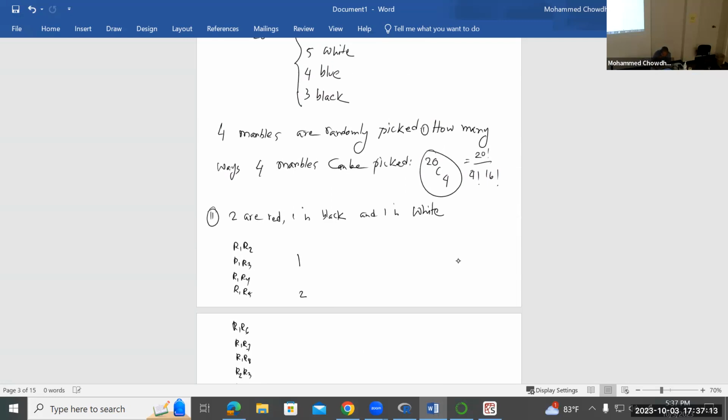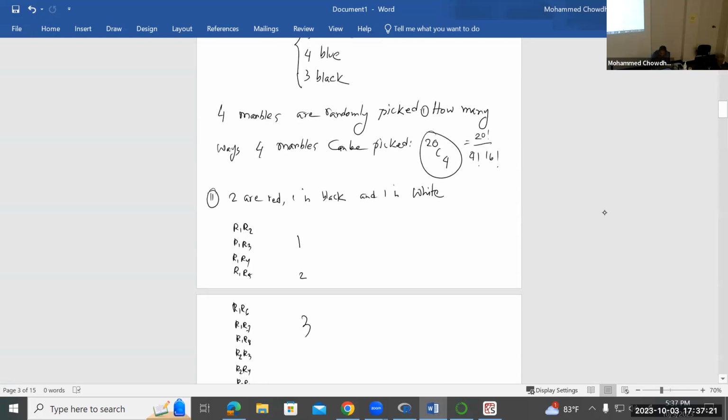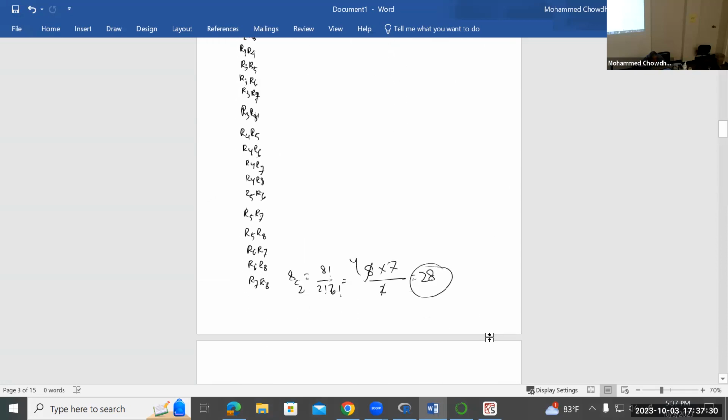1, 2, and 3. Either you can get black 1, black 2, or black 3, right? And how many white? 5 white. You can get 1, 2, 3, 4, 5. So now you can ask me the question, how can I find this? This is what you can do by the basic principles of counting: 28 times 3 times 5.